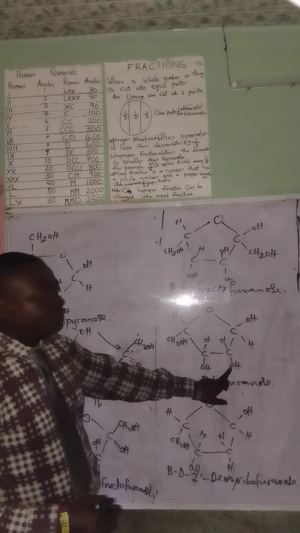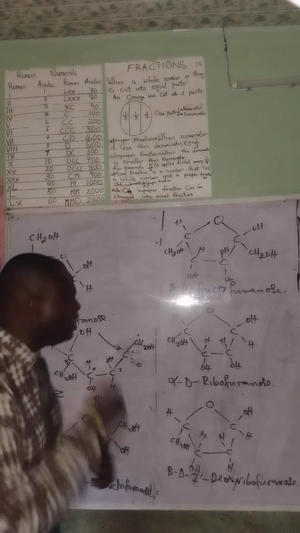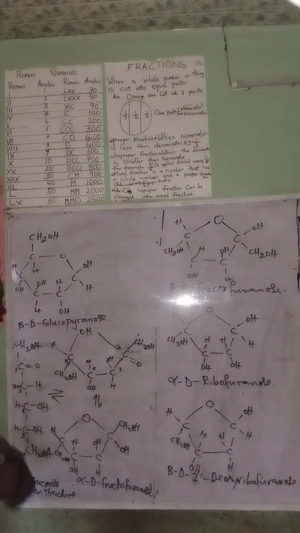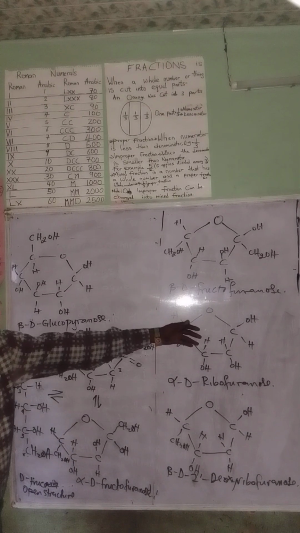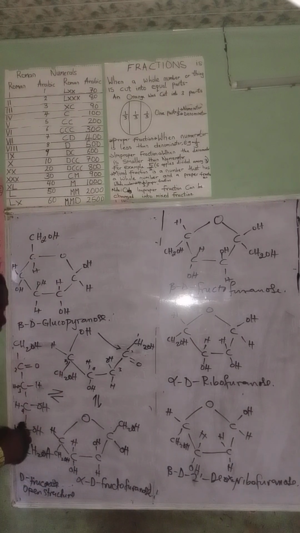The oxygen is lacking. We now call it deoxyribose sugar. That is where DNA gets its name, deoxyribonucleic acid. So this one is present, while ribonucleic acid is present in RNA. When we get to genetics in biology, we'll talk about that.